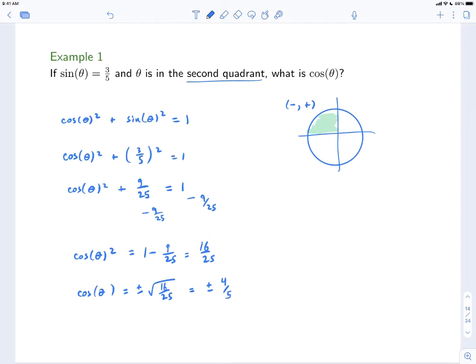And we need to determine if it's plus or minus, but we already know that. It's the minus one. So we want to select the minus one here. So it's minus 4/5. That tells us that cosine of theta is equal to minus 4/5. And that's why we needed to know that it was in the second quadrant, because that's what told us if it was plus or minus.